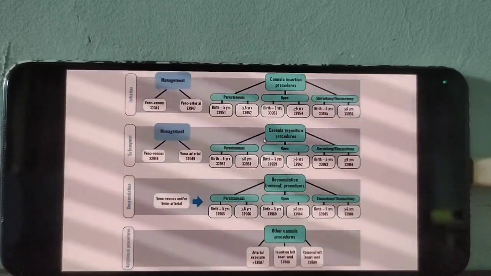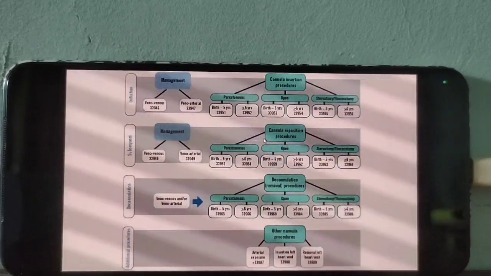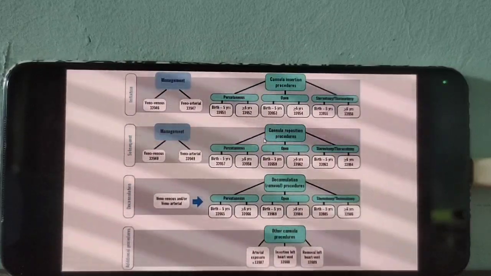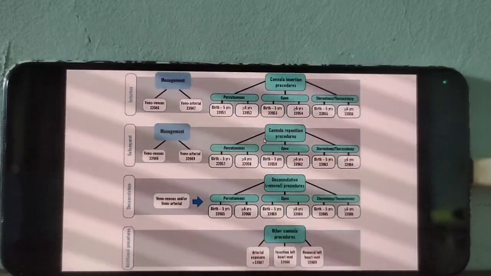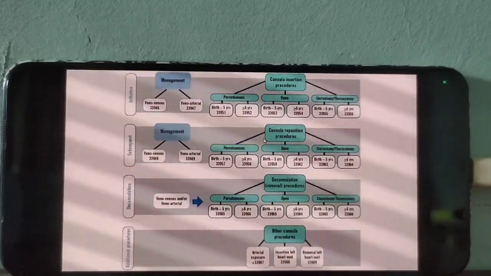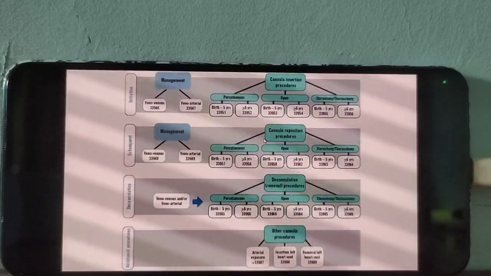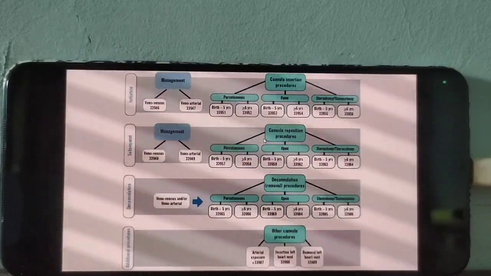Any doubt? What are the things we have to verify before reporting the code for cannula? Approach and patient age. First, you have to check the approach: percutaneous, open or thoracotomy. Next, the age of the patient. Okay, patient age. That's it.